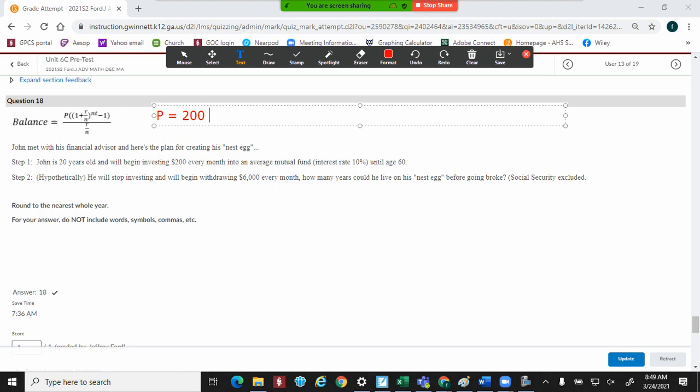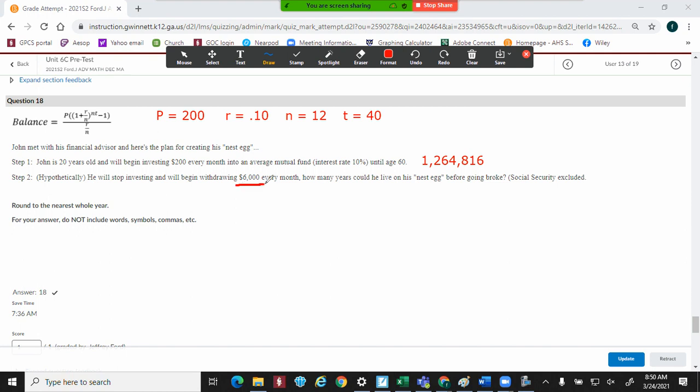So P will be 200. R would be 0.10, N is always going to be 12, and T is going to be 40 for 40 years. So for step one, how much money will he have if he invested $200 for 40 years? He will have $1,264,816.